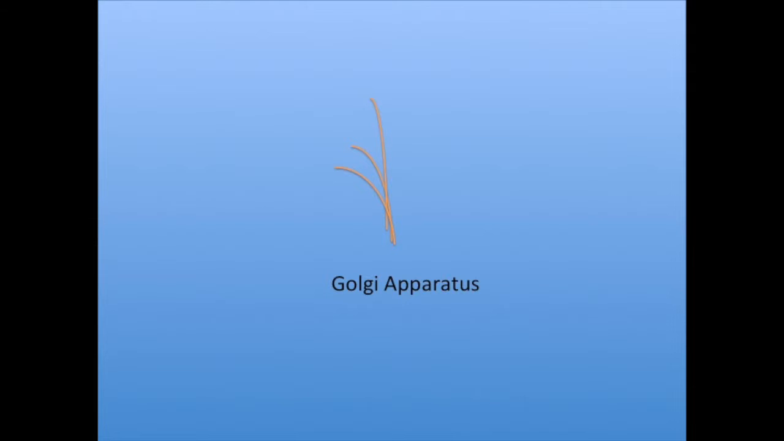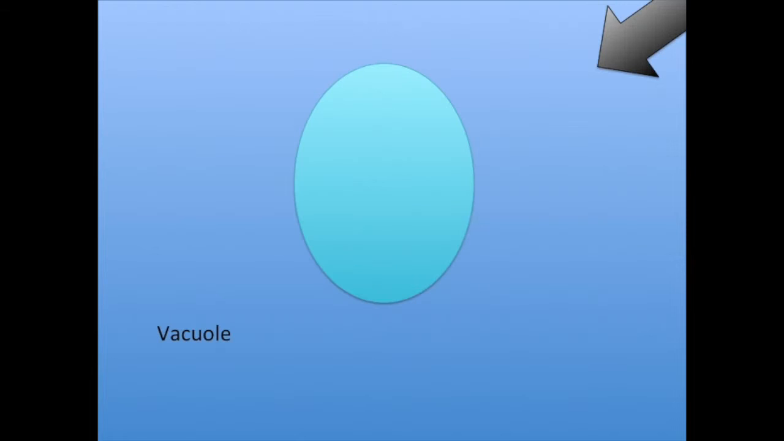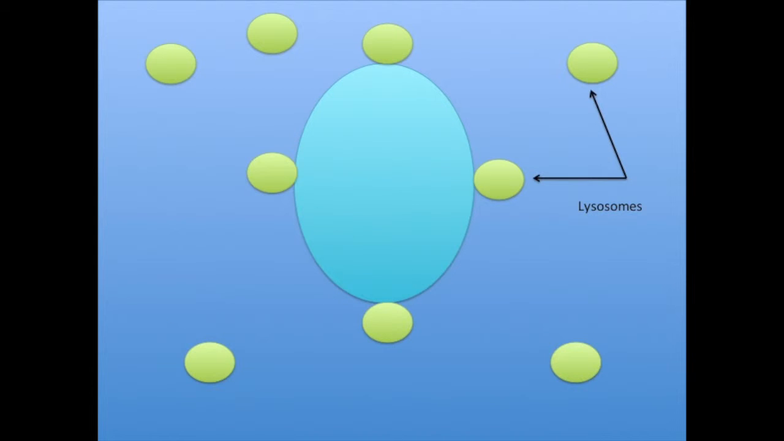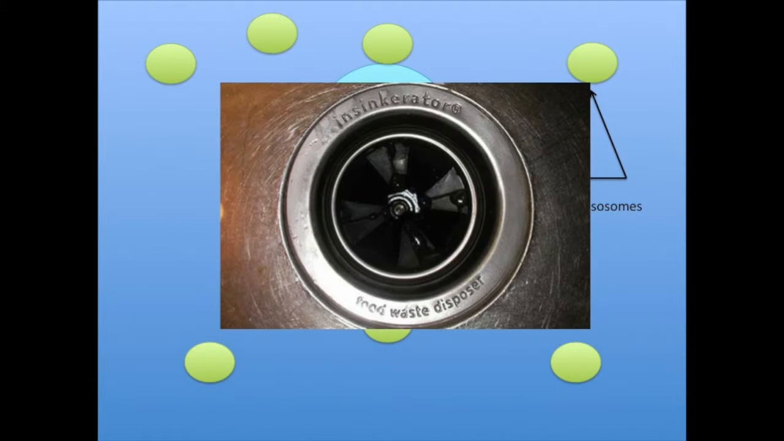The main function of the Golgi apparatus is to package, process, and distribute the vesicles from the smooth ER. Vacuoles are very similar to vesicles in the fact that they both store substances. However, vacuoles are normally much larger than the vesicles. In animal cells, vacuoles can also have little organelles called lysosomes attached to them. These are involved in intercellular digestion and can also be compared to the garbage disposal of the cell.